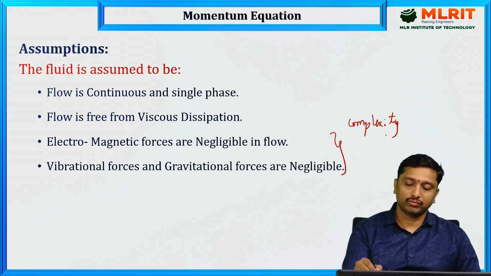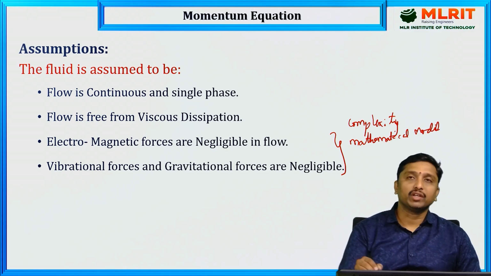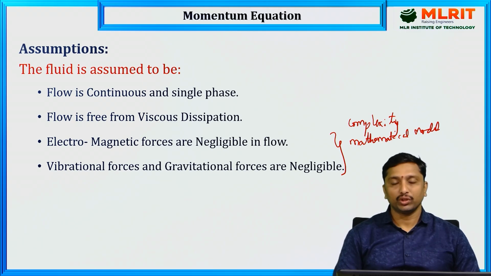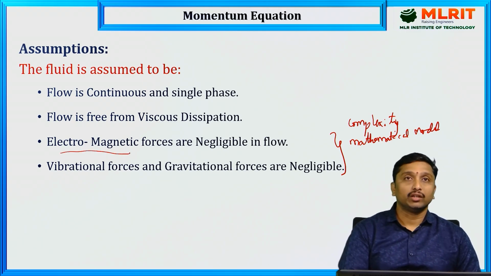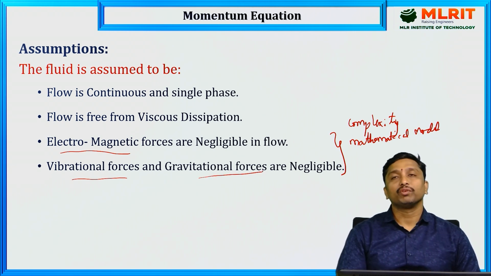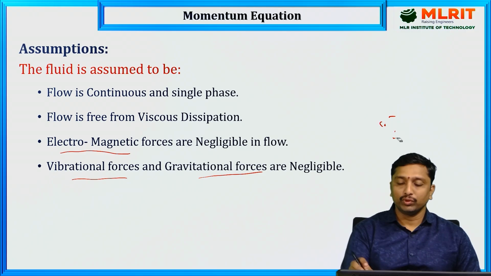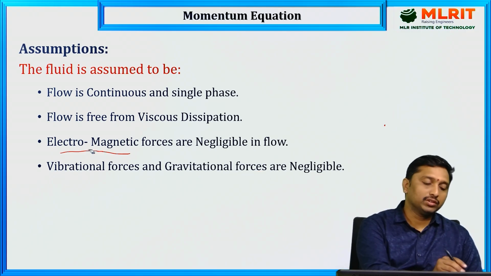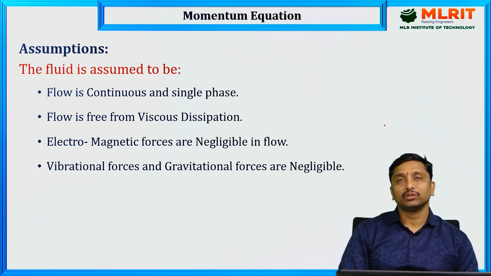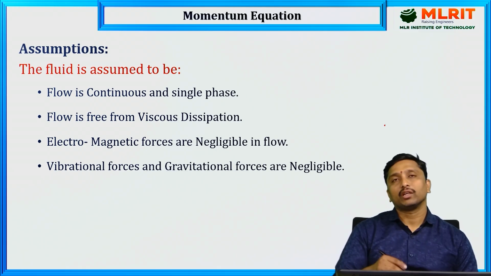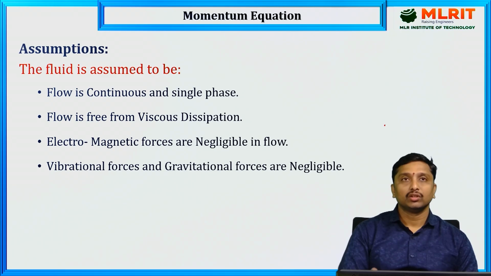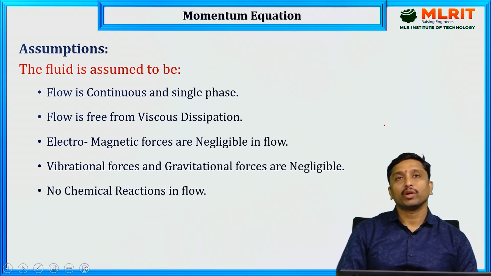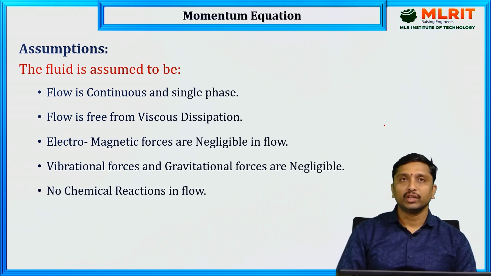Complexity of the mathematical model. And we can strictly confine to most of the fluids which don't have the influence of electromagnetic forces, vibrational forces and gravitational forces. So we can confine ourselves to most of the fluids which we come across in routine cases. We can simulate aerodynamic flow over bodies, maybe flow over an airfoil or wing, which doesn't involve these kinds of phenomena. Hence we can reduce the complexity of the equation. Next, no chemical reactions. This also ensures that there is no change in energy and ensures equilibrium of energy in the system.